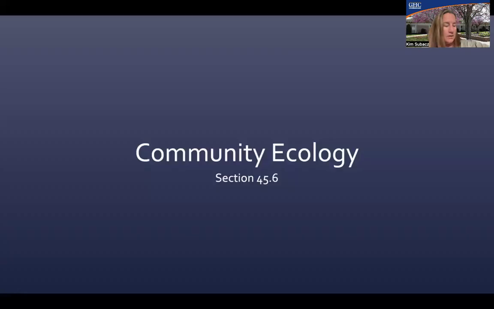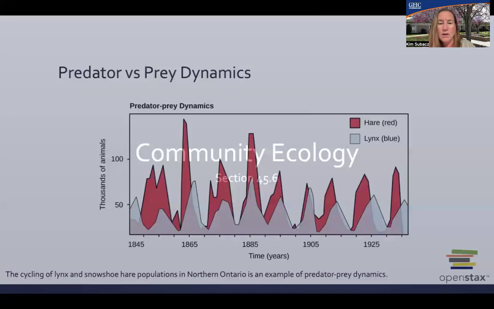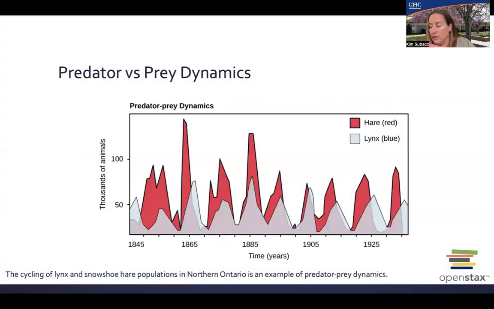All right, community ecology. Trying to keep track of time and make sure that we don't talk too much. On our community ecology, we've got a predator-prey dynamic graph, which I love to show, because when we talk about community, we talk about different populations, right? Different species interacting amongst themselves. And in this example, we have predators and prey. We have the hare, and we've got the lynx, and the lynx is going to feed on the hare.